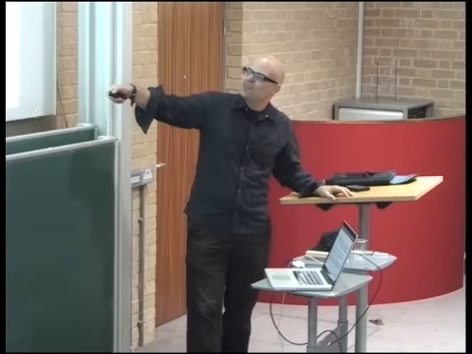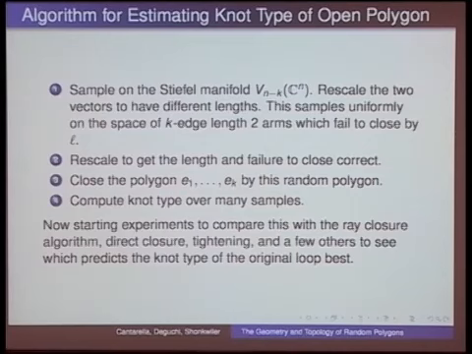So we hope to start some experiments to compare this algorithm to ray closure, fix the endpoints, tighten the tube and directly close it, and a few other ideas. We just want to see which of these is best at recovering the original knot.